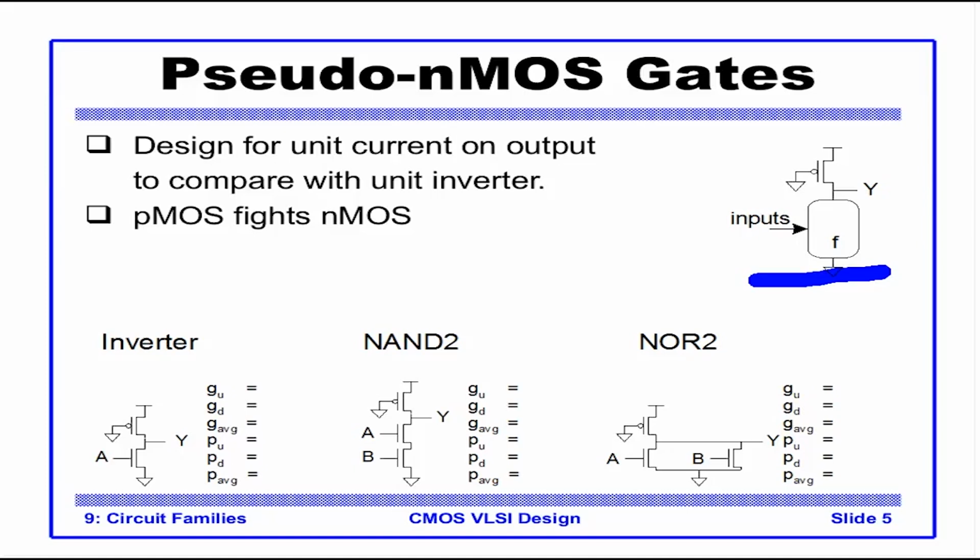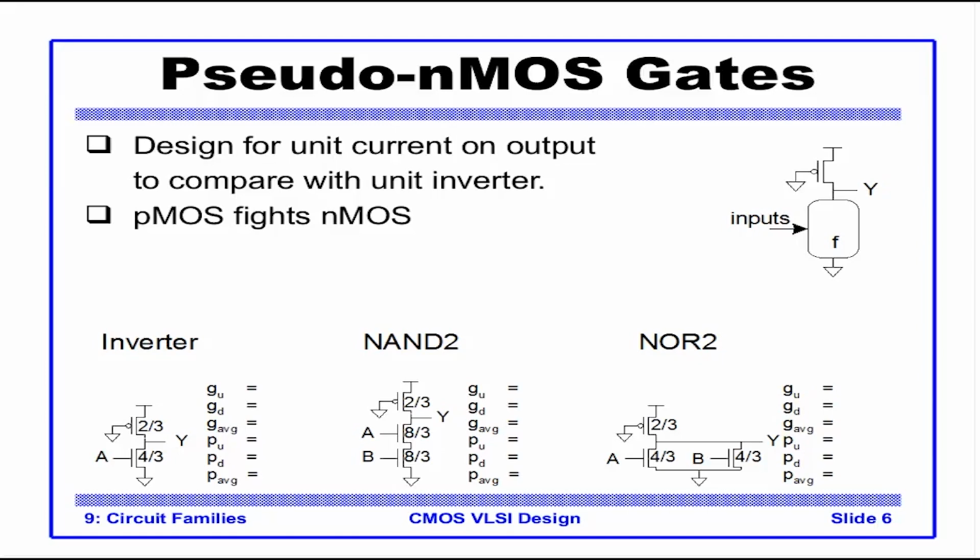So these are the circuits: inverter, NAND, and NOR. If you compare with CMOS, you would see that the pull-down network remains the same. The pull-up network is replaced by a PMOS which is always on. That's the only difference. Now how do we size them? So we put some numbers here.